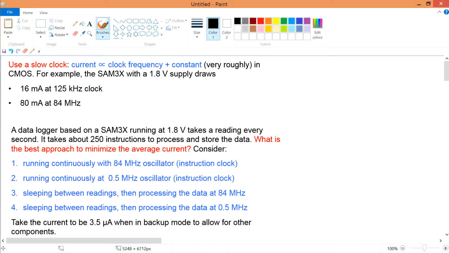Okay, you may still remember that using a slow clock is one of the strategies to reduce your power consumption or your current consumption. We say that the current is equal to 1 over the clock frequency plus a certain constant. The clock frequency and the constant are normally given to you, or otherwise they will give you the value straight away.